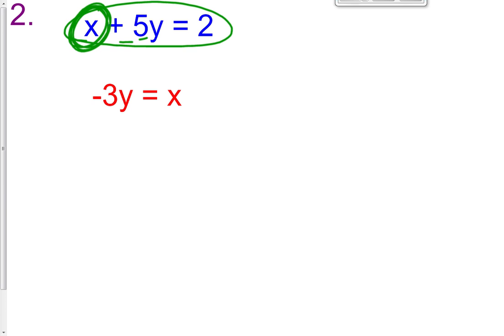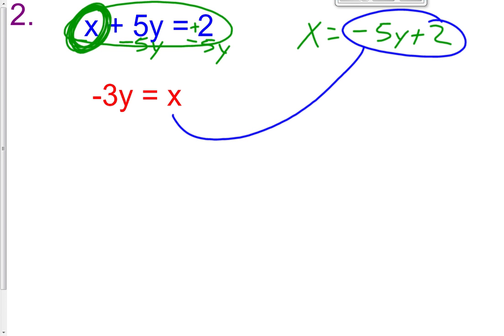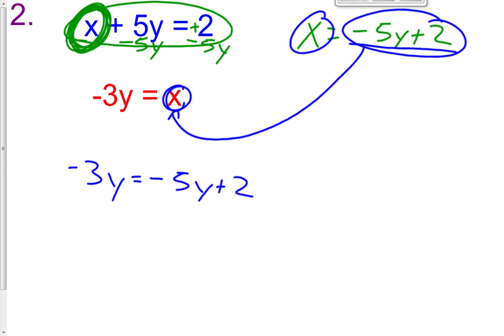So a positive 5y, I'm going to subtract you over to the other side so that x can be all by itself. So then we have x equals a negative 5y and a positive 2. When you subtract 5y over, you still have this plus 2 right here. So this part right here, we're going to substitute in for this x. So I have a negative 3y equals x. And what is x? X is a negative 5y plus 2. We've substituted this x, because it's negative 5y plus 2, into this x.